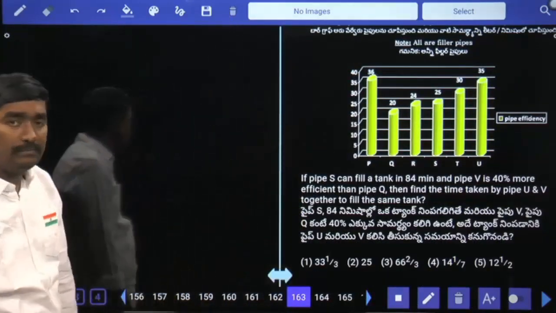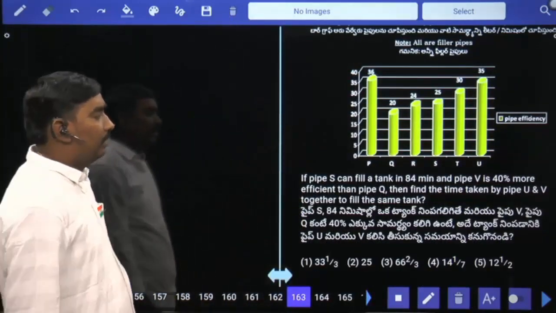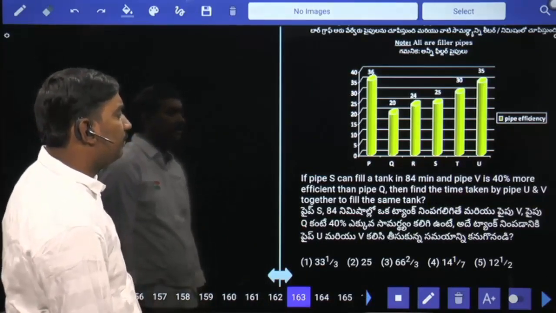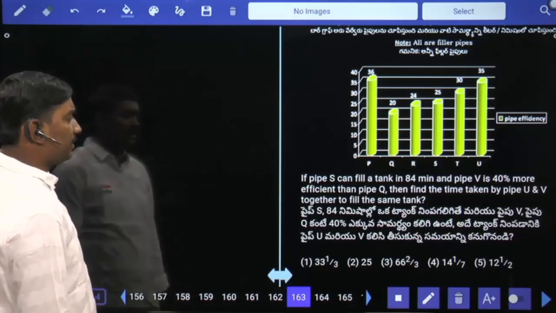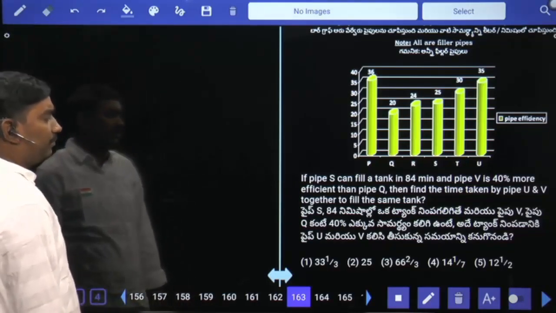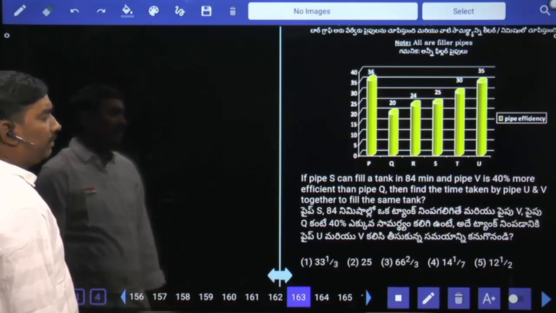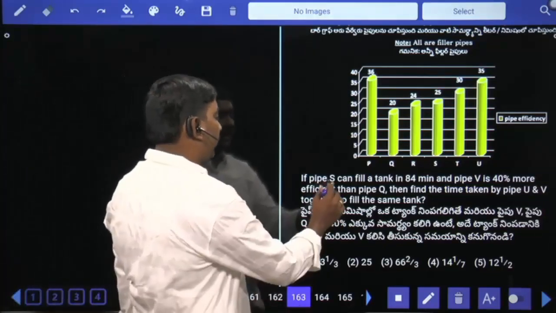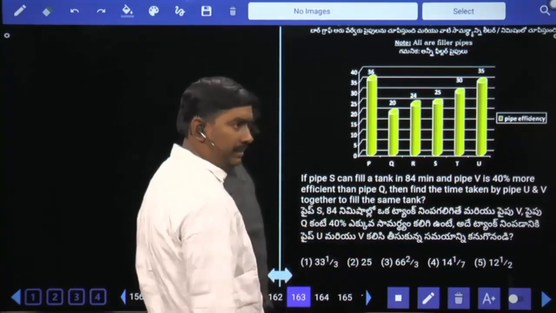Next. Pipe S can fill a tank in 84 minutes. V is 40% more efficient than pipe Q. Find the time taken by U and V together to fill the same tank. Pipe S can fill the tank in 84 minutes.